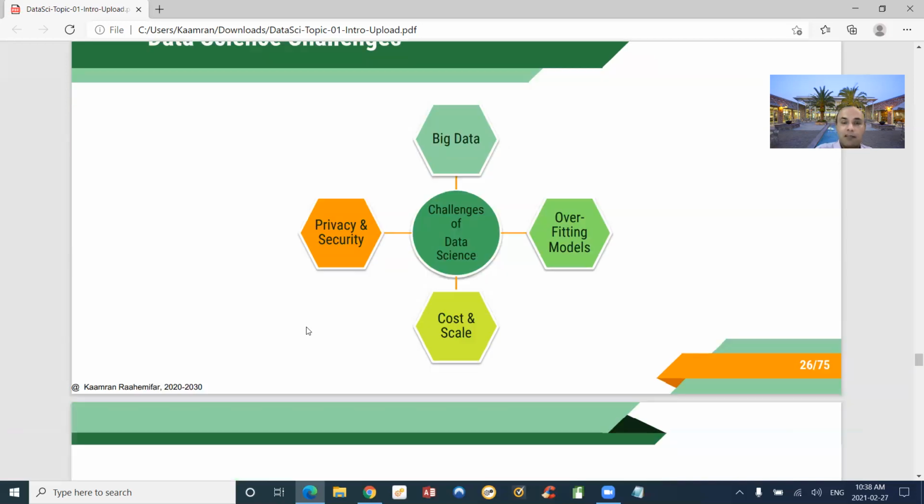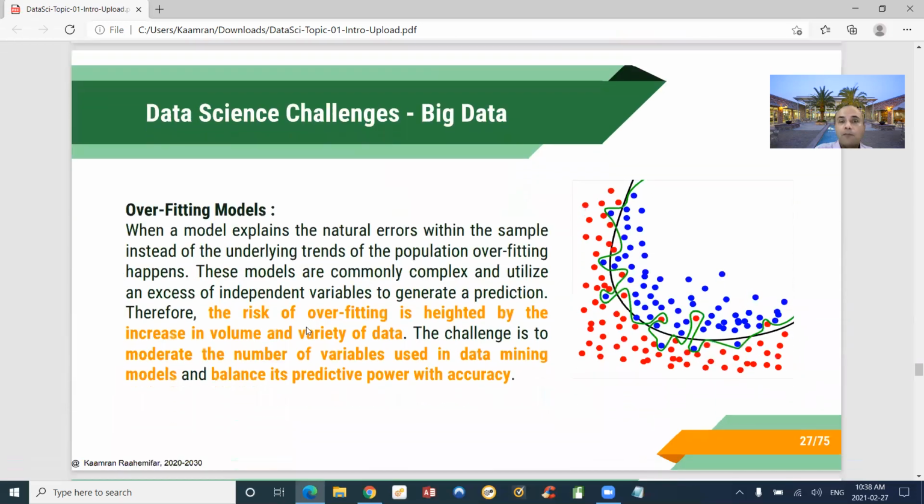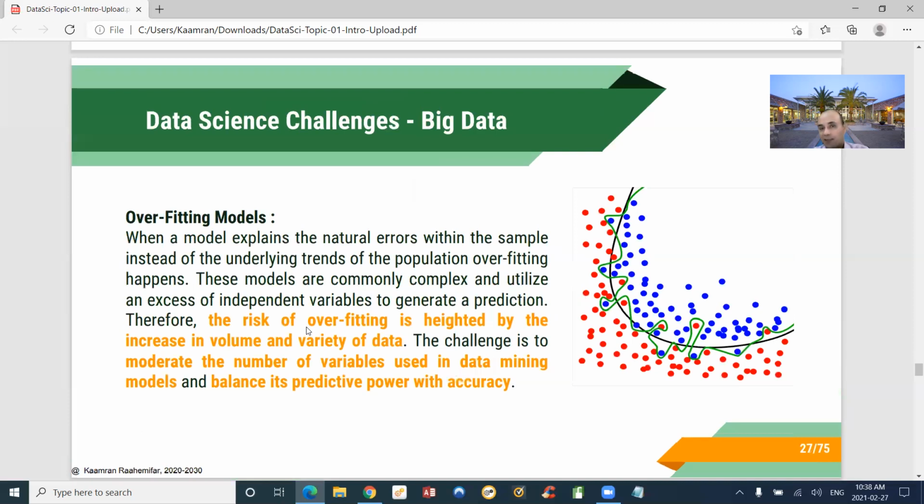So let's take a look at some of these. Take a look at the overfitting once again, and take a look at the right-hand side graph. If you take a look at the right-hand side graph, you can see that I have some blue dots and I have some red dots.